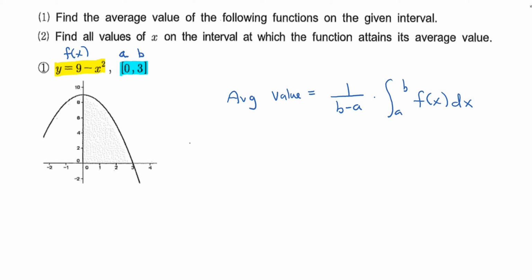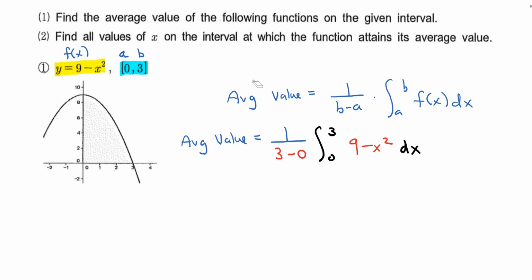Okay, so let's go ahead and use the average value formula now. 1 over b minus a. b has a value of 3, so it's going to be 1 over 3 minus 0. And then you're multiplying that with the integral from 0 to 3, and your function is 9 minus x squared times dx. So that's the equation that you're solving. It's really not too hard. We've done a fair bit of these back in chapter 6.